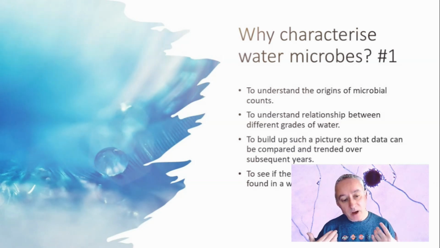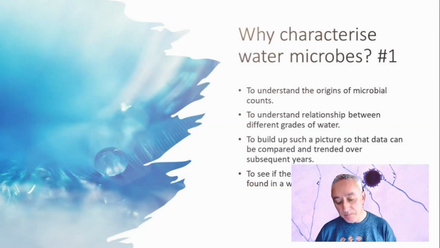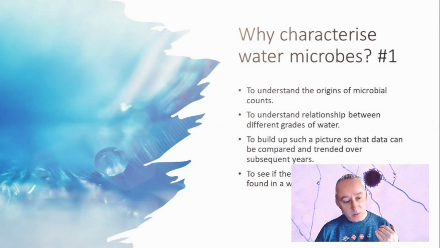We can build up vast libraries of data and trend over different periods of time to know what our normal variations are and to help us to detect when things are going wrong. And we can also understand what's more typical and what's atypical. And again, understanding the species of microorganisms can help us to understand when problems may be emerging.